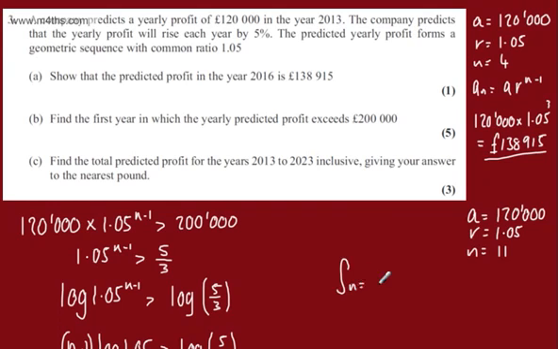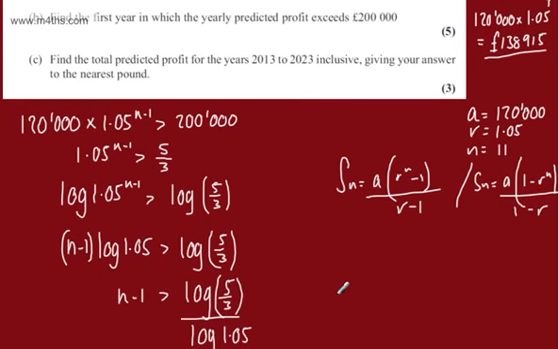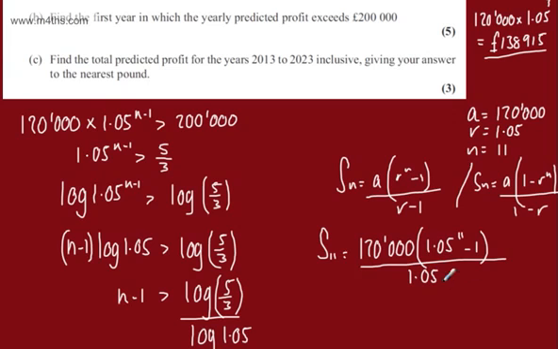So we can say the sum of n terms, which is given in the formula book, is a multiplied by the quantity r to the n minus 1 over r minus 1, or if you like, the sum of n terms is a times 1 minus r to the power of n over 1 minus r. I'm going to use this one right here, it doesn't matter, you can sub it into either. So the sum of 11 terms will be 120,000 times 1.05 to the power of 11, which is n, minus the 1, all over 1.05 minus the 1.